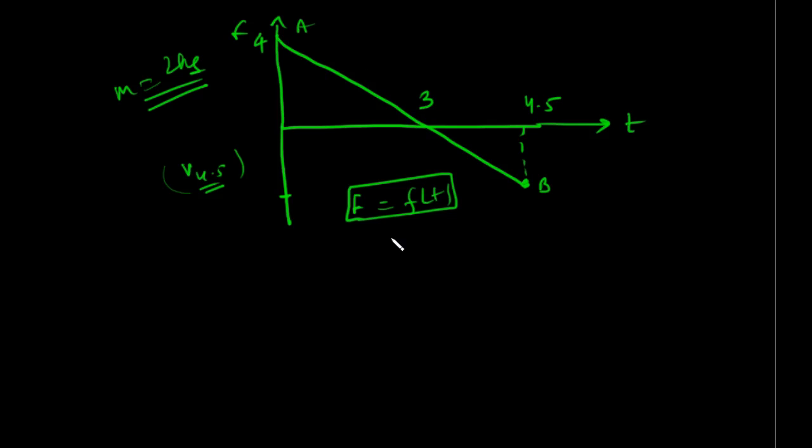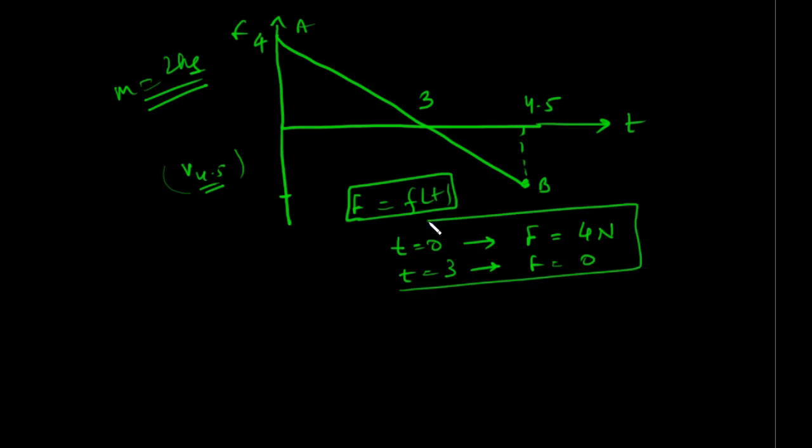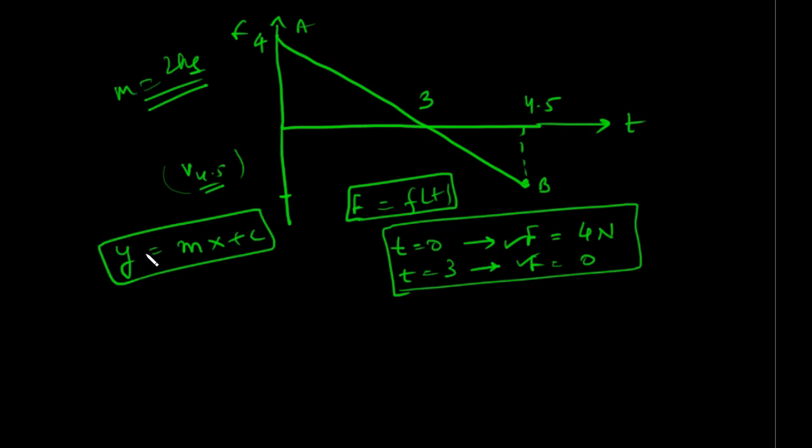You see, when time is 0, then I know that force is 4 newtons. And when time is 3, then I know force is 0. So I want to find out the equation, such that when I put these 2 values of time, I get these 2 values of force. So as you all know, y is equal to mx plus c. This is the original equation of a graph of a line having slope m.